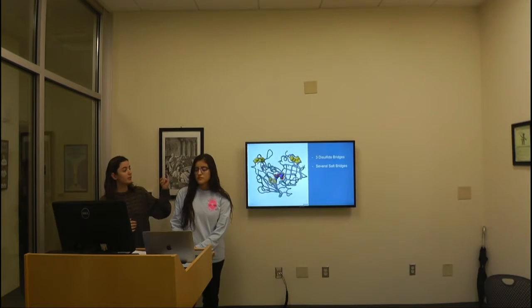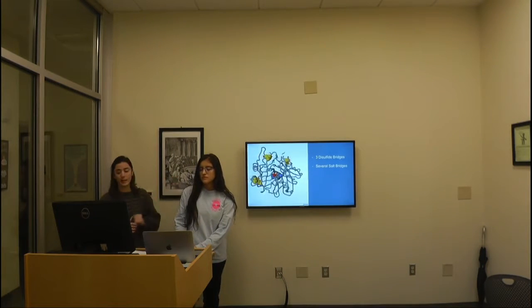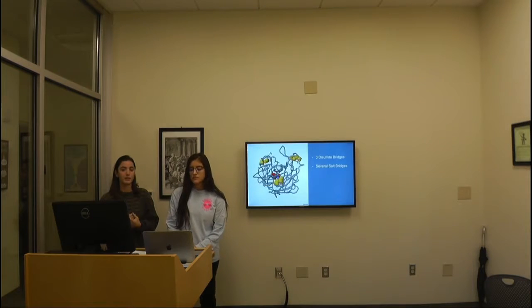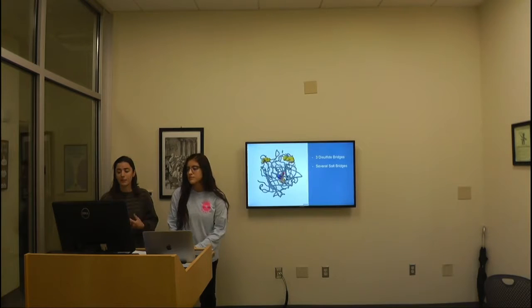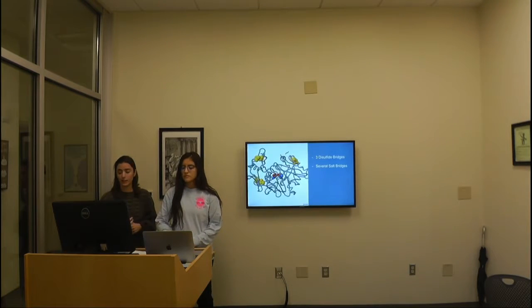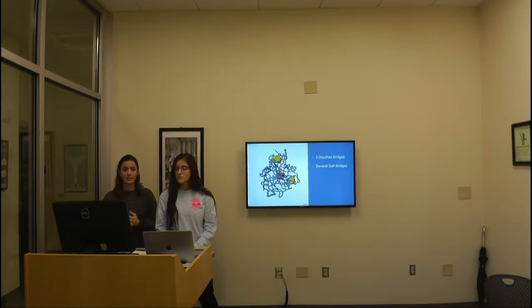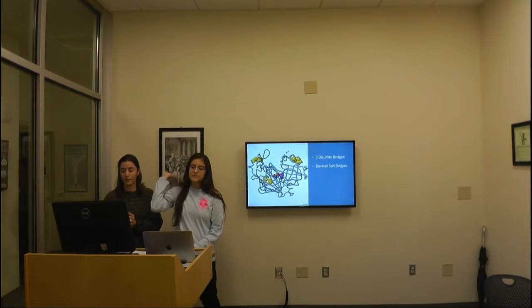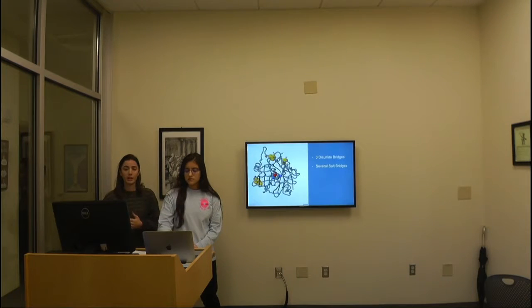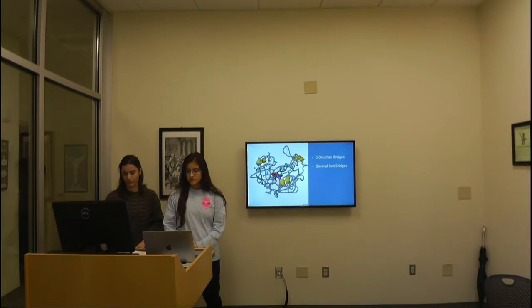There's 3 disulfide bridges, you can see by the yellow portions there. Those just stabilize the tertiary structure of the enzyme due to the binding and the strength of the bonds. There are also several salt bridges which also help stabilize the folding of the protein due to their strong ionic bonds.